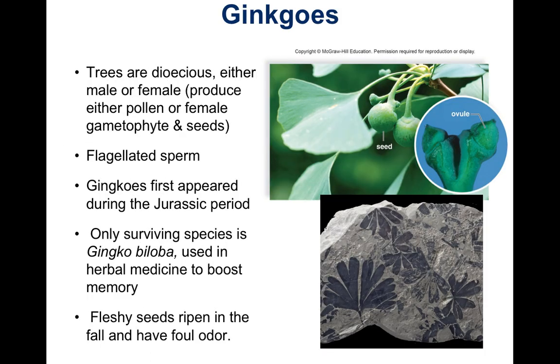Okay, so you're probably at least familiar with ginkgos. Ginkgos, like cycads, are also dioecious, which means they are going to produce either male cones or female cones. So there will be female ginkgo trees and male ginkgo trees. Just like the cycads, they're also going to have flagellated sperm, but they are also going to have a pollen tube that's going to facilitate the transfer of that sperm to the egg.